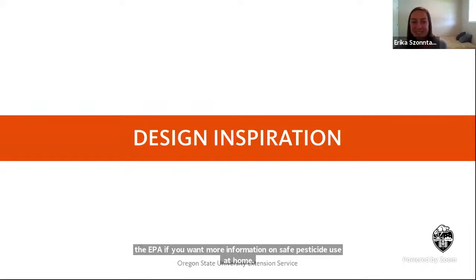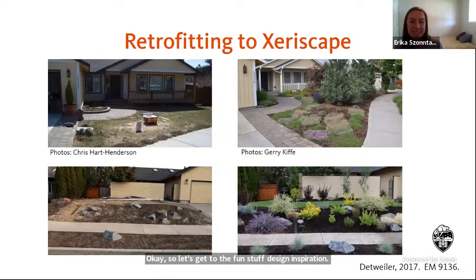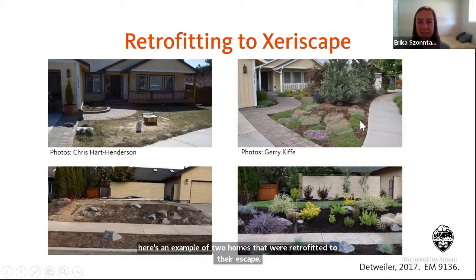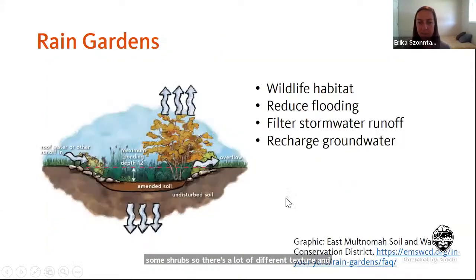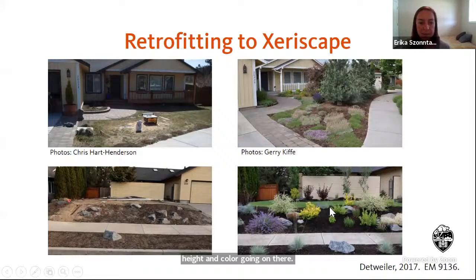Okay, so let's get to the fun stuff, design inspiration. So here's an example of 2 homes that were retrofitted to xeriscape. On the top here, you can see that they converted this lawn to a bed, and there's all kinds of great ground covers and some shrubs. So there's a lot of different texture and height and color going on there. And same on this bottom slide too. I can't tell if that was lawn or not before, but you can see that there were some boulders there. It looks like they put in a little bit of turf, but also a bed with some of these waterwise plants that you can see here. Again, with a lot of different color and texture.